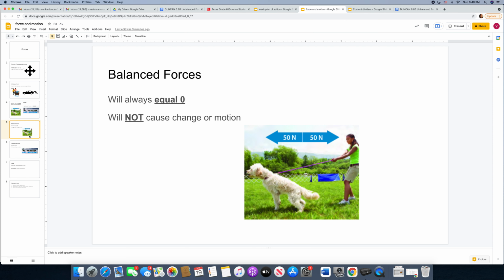Balanced forces will always equal a total of zero net force. And I'll show you what that means in the end. Balanced forces will not cause change or motion. As you can see in the picture here, the dog and the young lady are pulling with an equal amount of force, so no motion is happening. There is no movement or change in direction.